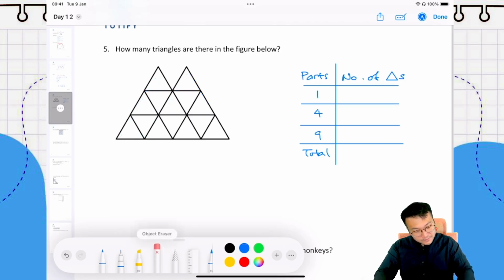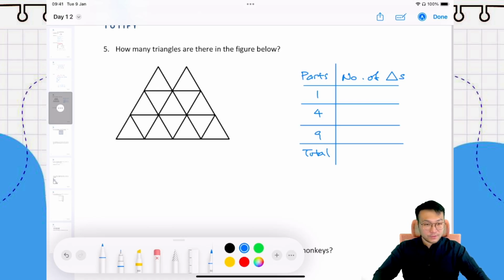So please count all of them. And how many triangles are made up of 9 parts? This is made up of 9 parts, right? So count all of them and add up the total. Type your answer in the chat. Your time starts now.